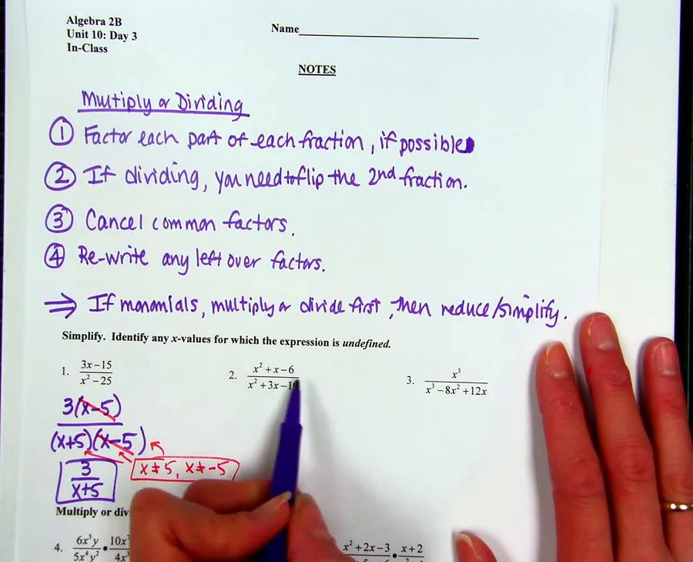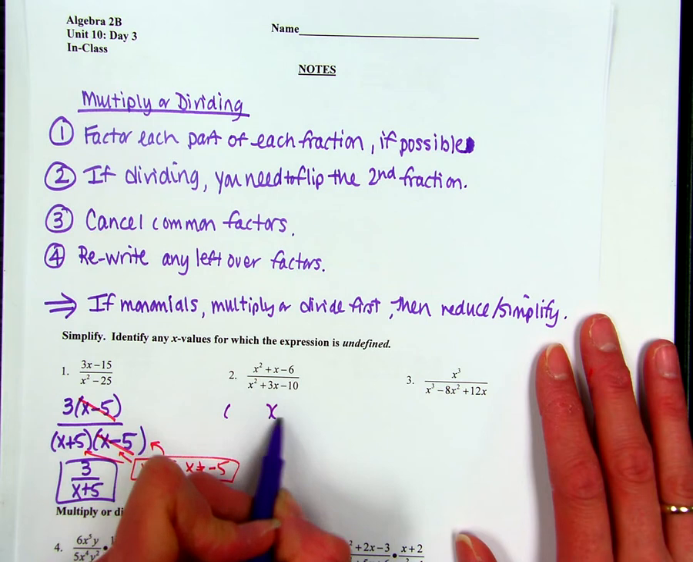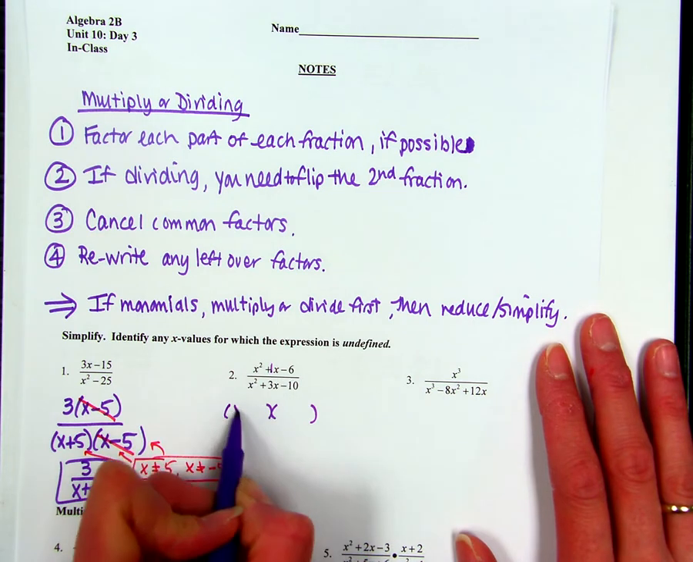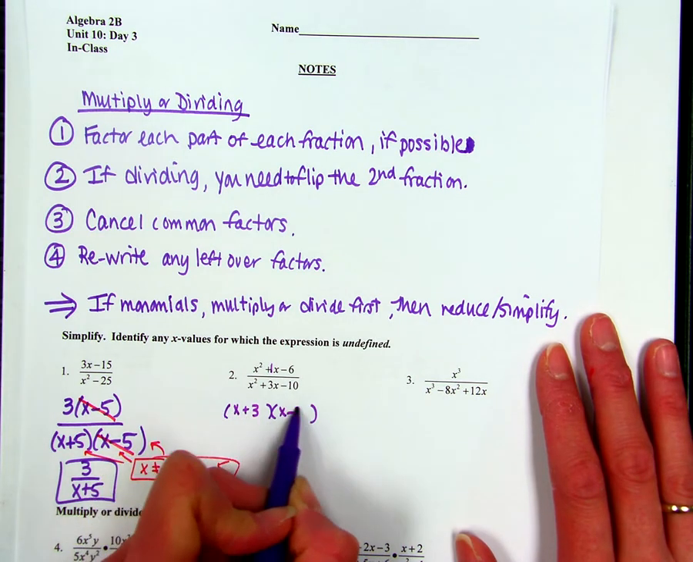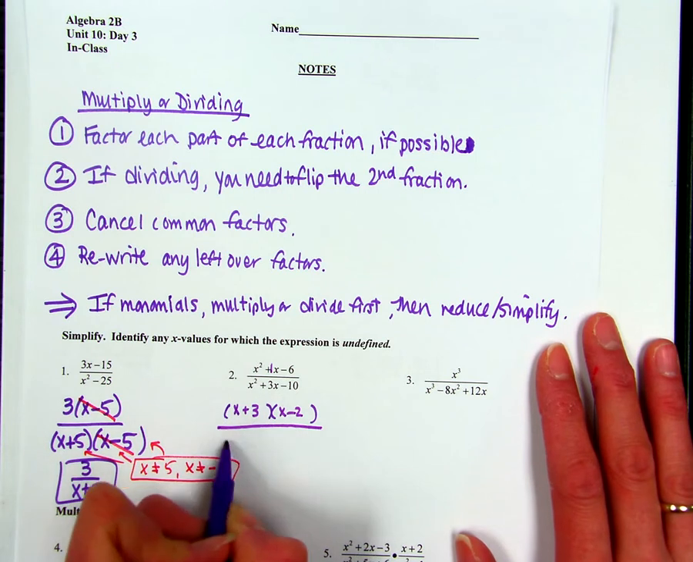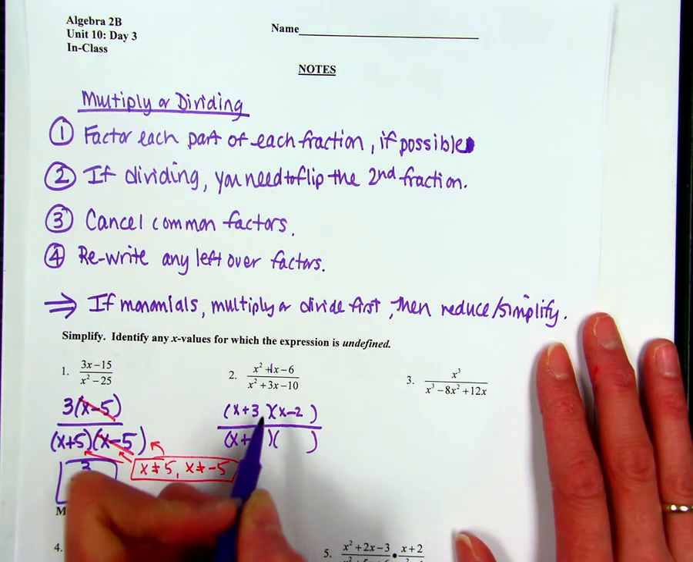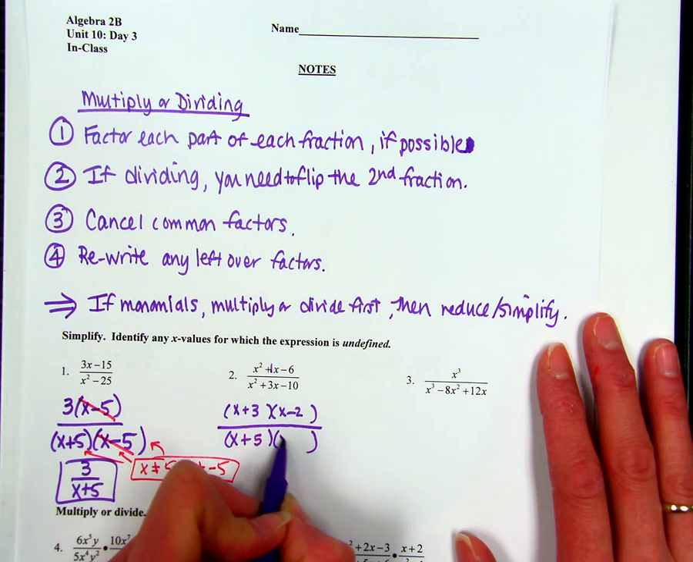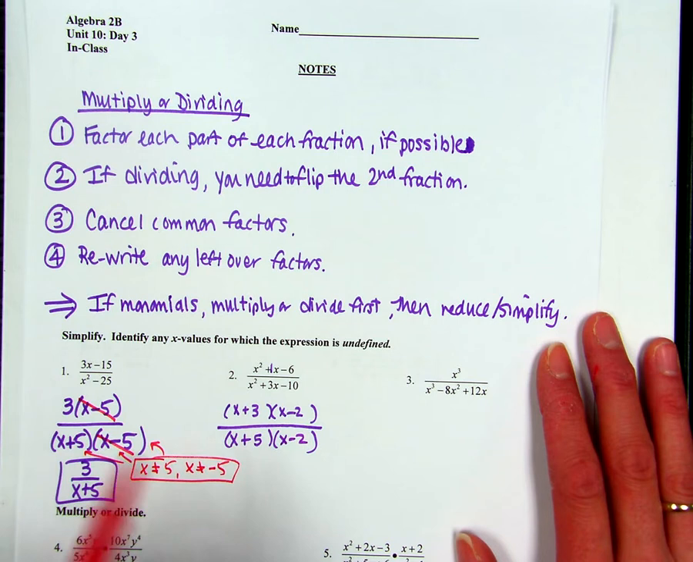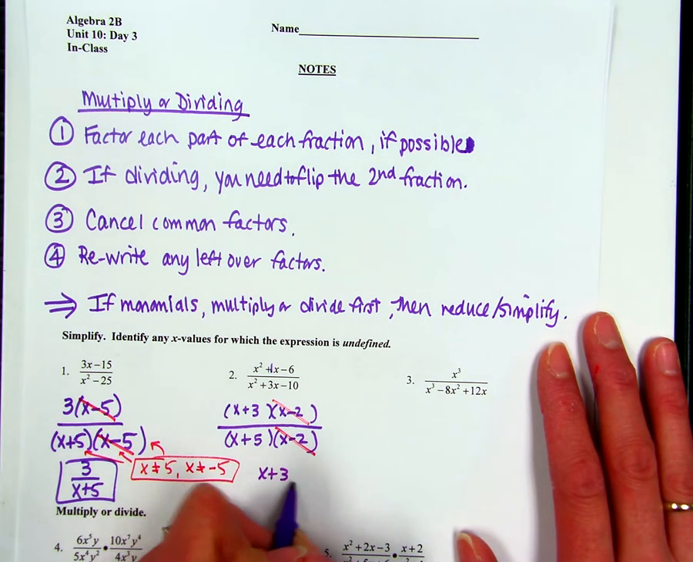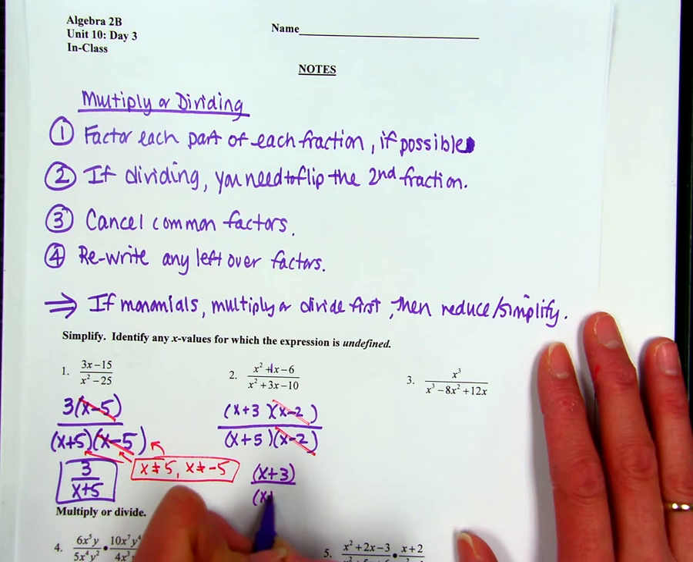In number 2, you're looking for things that multiply to negative 6 that add to positive 1. So we got x plus 3 and x minus 2. On the bottom, you want to multiply to negative 10. So we got positive 5, but it has to add to 3, so it's negative 2. All right, then you look for common factors. X minus 2's cancel, so you're left with x plus 3 over x plus 5.